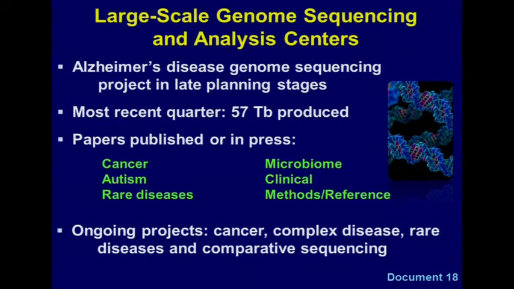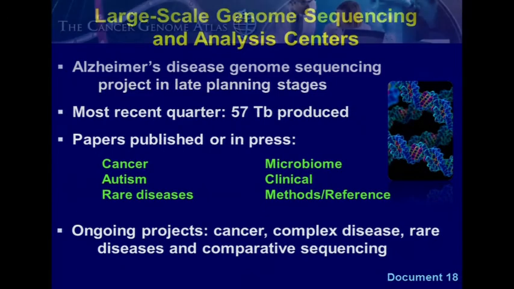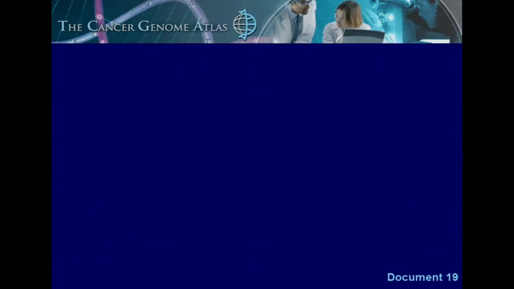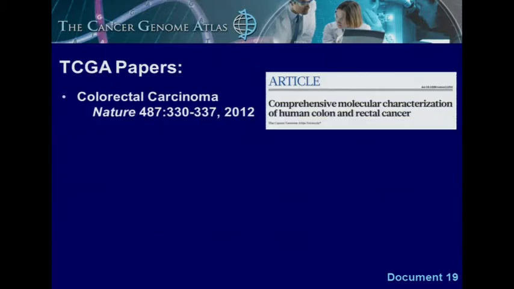And ongoing projects are focused on cancer, complex diseases, rare diseases, and comparative sequencing. Specifically emphasizing cancer, of course, all these centers are involved in the Cancer Genome Atlas, TCGA, which now has data available on 22 different tumor types, and major progress has been made with respect to publishing their results. A TCGA paper reporting work to analyze colorectal carcinoma was published this summer in Nature.